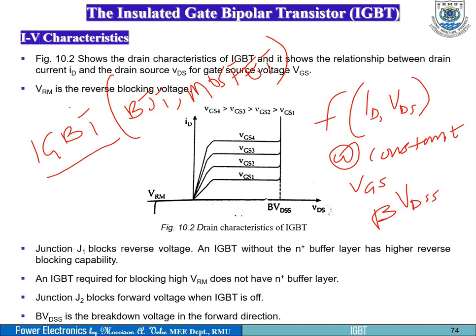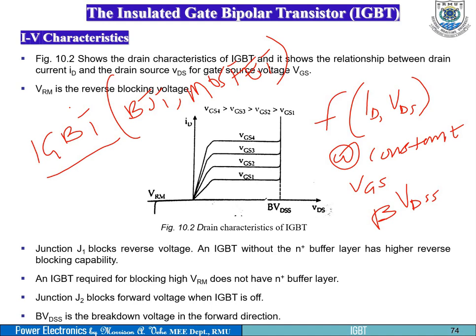And then we can talk about two things. J1 blocks reverse voltage, like we saw earlier, junction J1. An IGBT without the N plus buffer layer has a higher reverse blocking capability. I think I talked about it already. An IGBT required for blocking high reverse voltage does not have the N plus buffer layer, and I hope you know that.